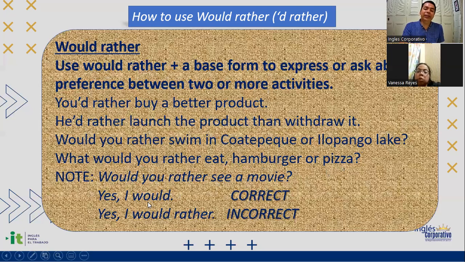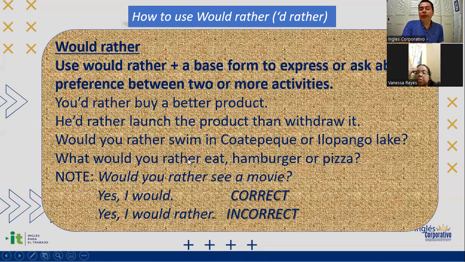The answer is: yes, I would. No, yes, I would rather, right? Yes, I would. Okay, so again, the question is, the answer is, I would eat hamburger. Yes, I would. I would eat hamburger. No, no, no. Wait, wait, wait. If you make the question to the other person.